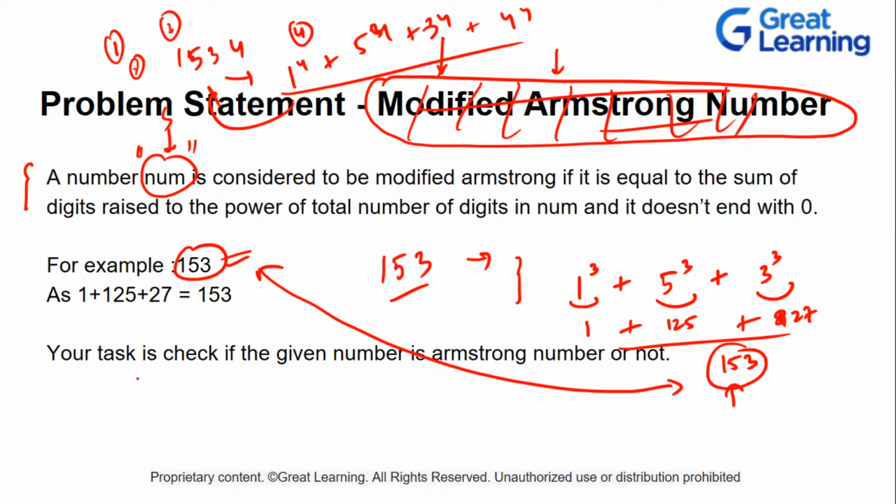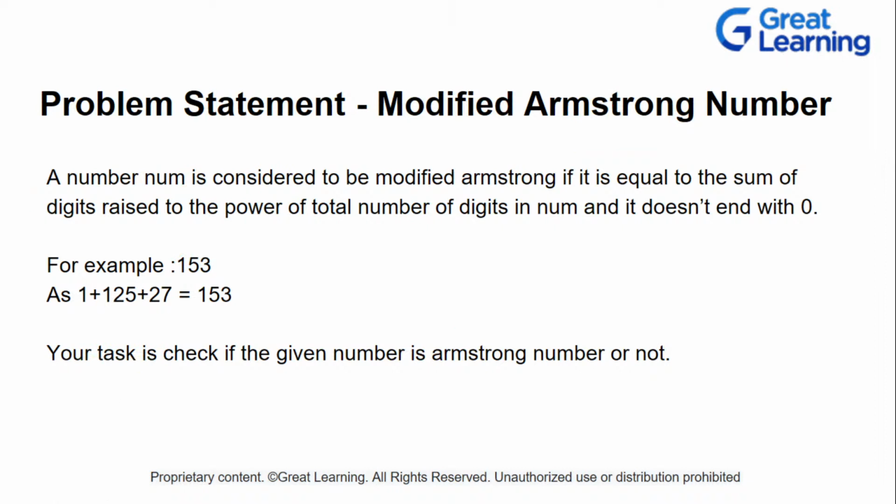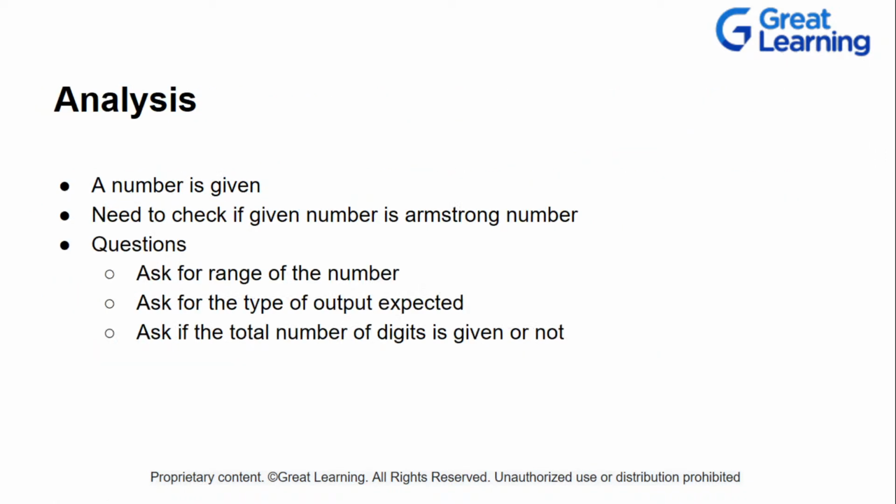So now your task is to check if the given number is Armstrong or not. This is your problem statement. Now let's try to analyze. Let's see the analysis phase. What is the analysis phase? A number is given to us, correct? Yes, 153 was given to us. We need to check if the number is Armstrong or not. That is the result that we want to get ultimately, right?